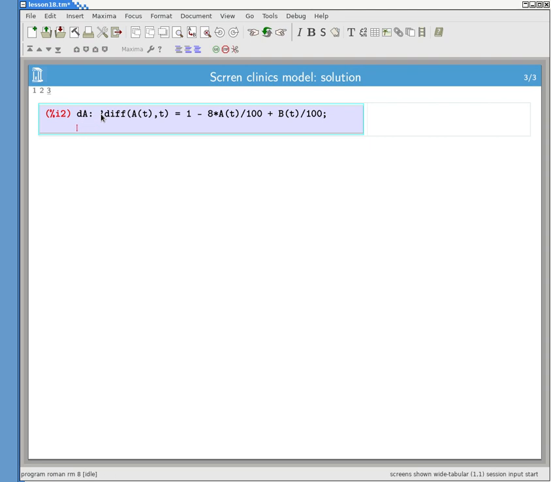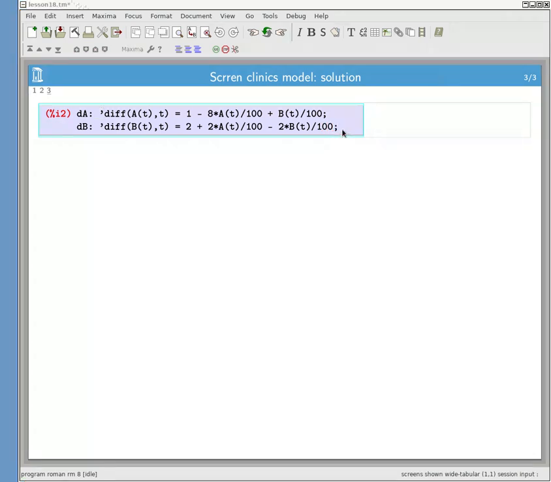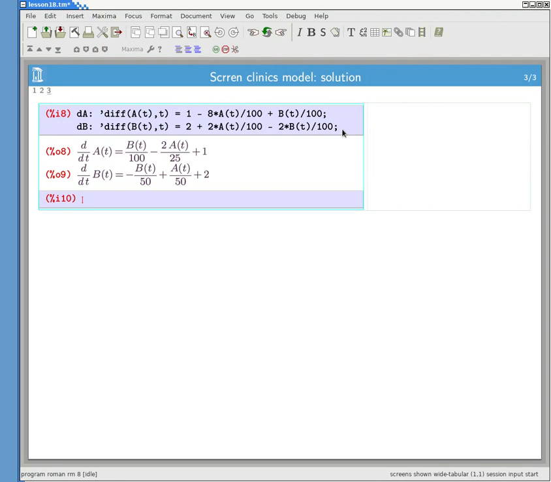Then shift enter and we define our second equation, which we call dB. Again, it's going to be a derivative, this time of the function b of t with respect to t. And this is now going to be given by 2 plus 2 times a divided by 100 and minus 2 times b of t divided by 100. Evaluate this, and we see that we have our system defined.